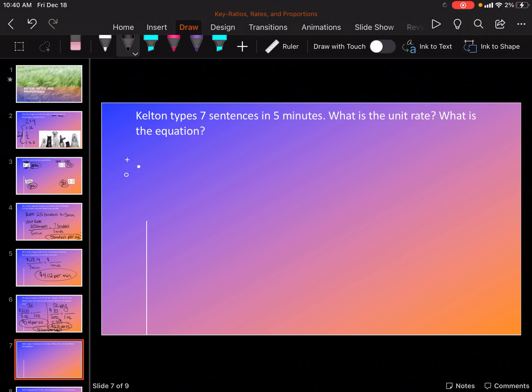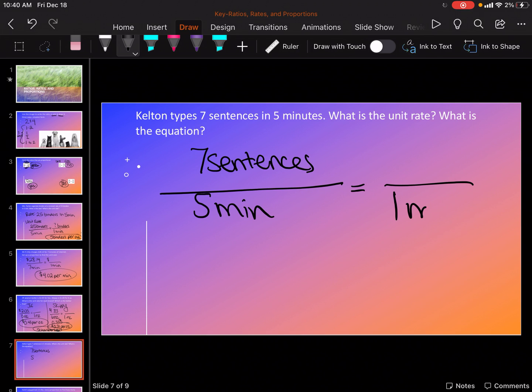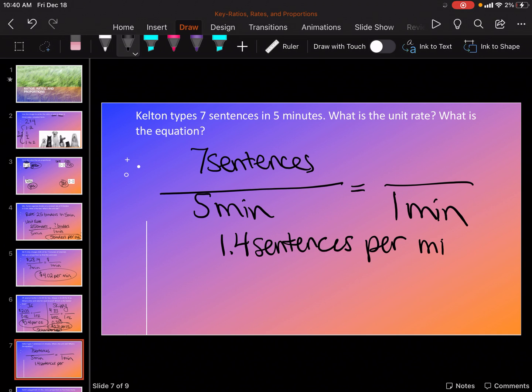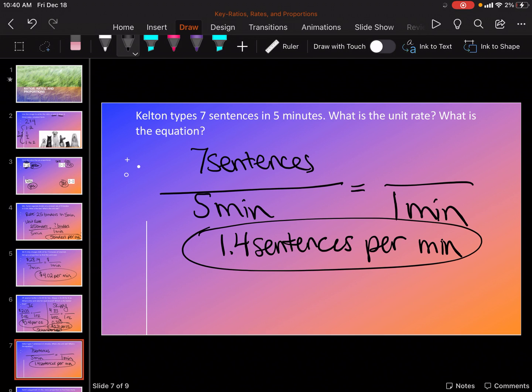Kelton can type 7 sentences in 5 minutes. What is the unit rate? We'll talk about the equation part in a second. So 7 sentences in 5 minutes. We want to know how much it is for 1 minute. Cross multiply, divide. So 7 times 1 is 7 divided by 5 gives me 1.4 sentences per minute.